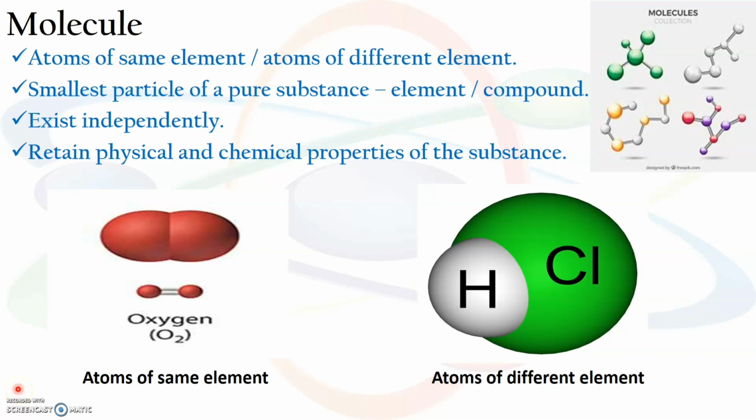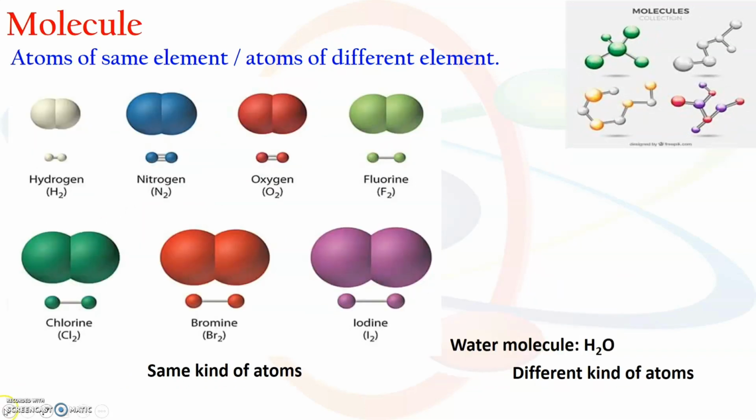Now let us see a few examples of molecules which are formed by the combination of the same kind of atoms, as in the case of elements, and also molecules which are formed by the combination of different kinds of atoms, as in the case of compounds. Now as you see here, these are examples of molecules which are formed by the same kind of atoms. Hydrogen molecule with the molecular formula H2. Here it means two atoms from the element hydrogen have combined to form a molecule of hydrogen.